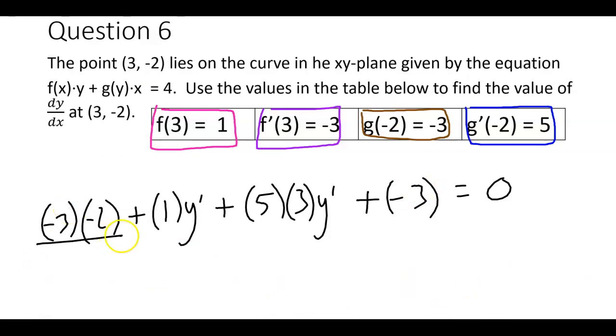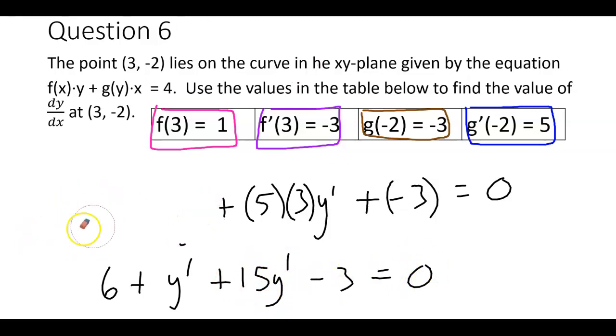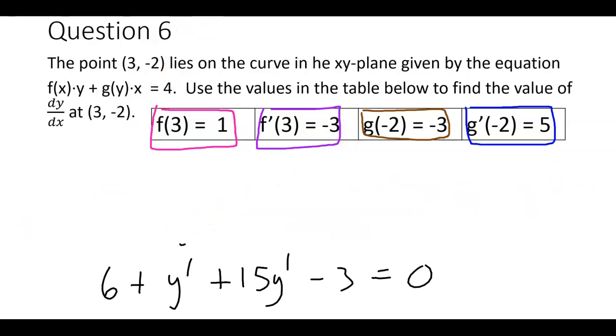So this is going to be 6 plus y prime plus 15y prime minus 3 equals 0. Let's go ahead and solve for y prime. So the first thing I'm going to do to solve for y prime is combine my like terms. The 6 and the 3 can go together just to make 3. And then the y prime and the 15y prime can go together to make 16y prime.